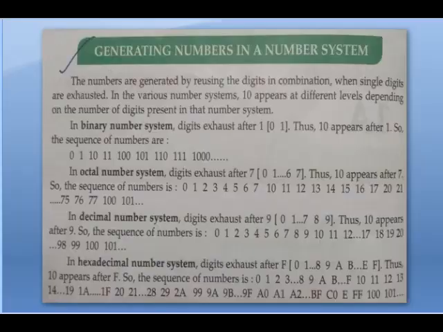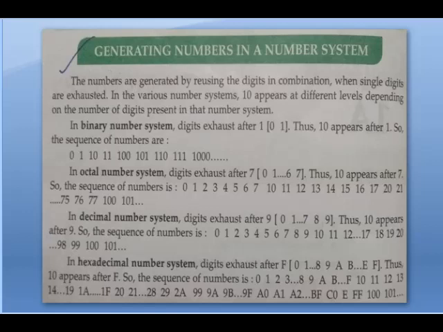Students, now we are going to see how to generate the numbers in a number system. The numbers are generated by reusing the digits in combinations. When we want to generate a number, we have to reuse the digits in a combination. When single digits are exhausted in various number systems, 10 appears at different levels depending upon the number of digits present in that number system.